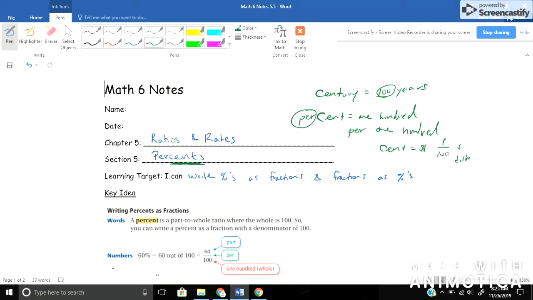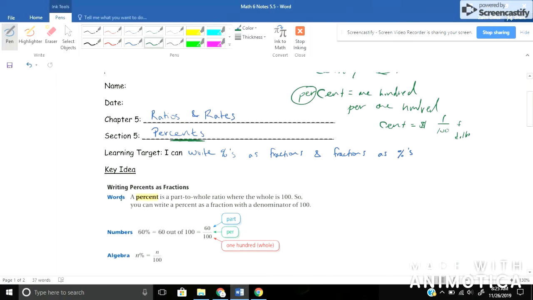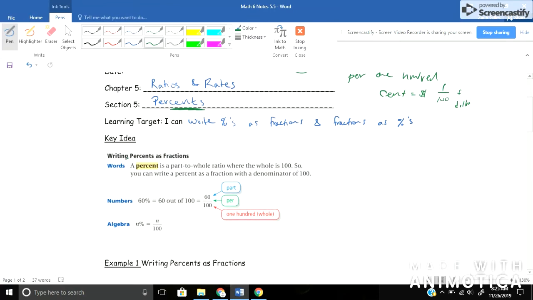All right, so the meaning of the word percent is kind of important when we're discussing how to find them. Let's look at our key idea and see if that can shed a little bit more light on what a percent is. It says writing percents as fractions. A percent is a part to whole ratio, where the whole is 100. So you can write a percent as a fraction with a denominator of 100.